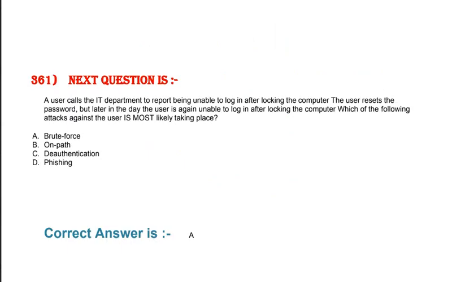Question is, a user calls the IT department to report being unable to log in after locking the computer. The user resets the password and later in the day the user is again unable to log in after locking the computer. Which of the following attacks against the user is most likely taking place? Option A, brute force. Option B, on-path. Option C, deauthentication. Option D, phishing. Correct answer is option A.